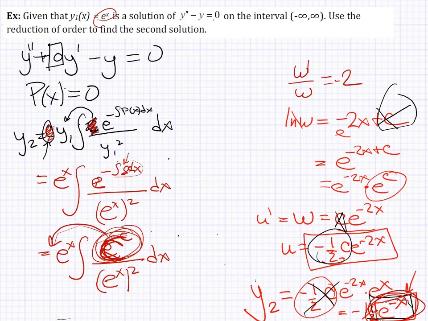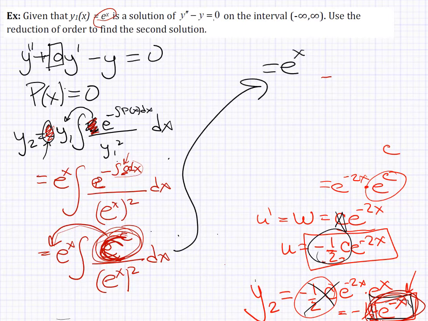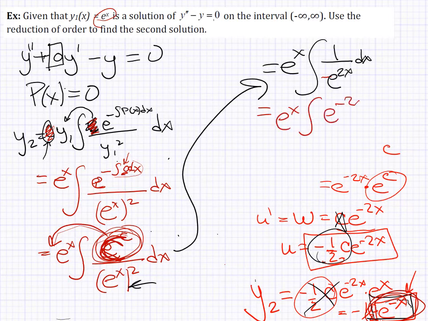So, let me erase some more. So if I take this, I have e to the x times the integral of 1 over e to the 2x dx, because e to the x squared is e to the 2x. Now, in order to integrate that, I'm going to bring it up as e to the minus 2x dx.